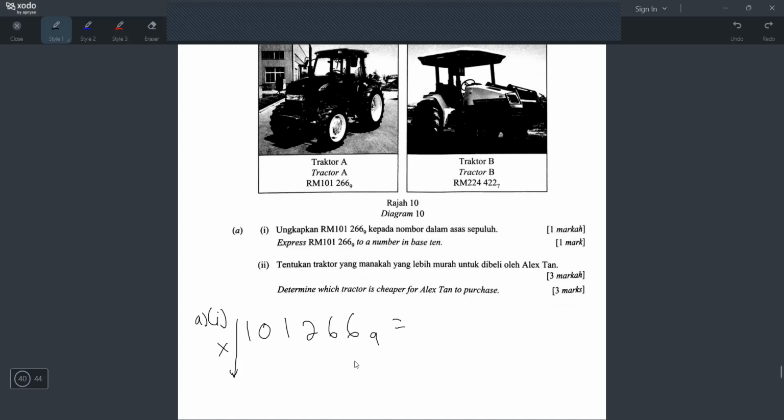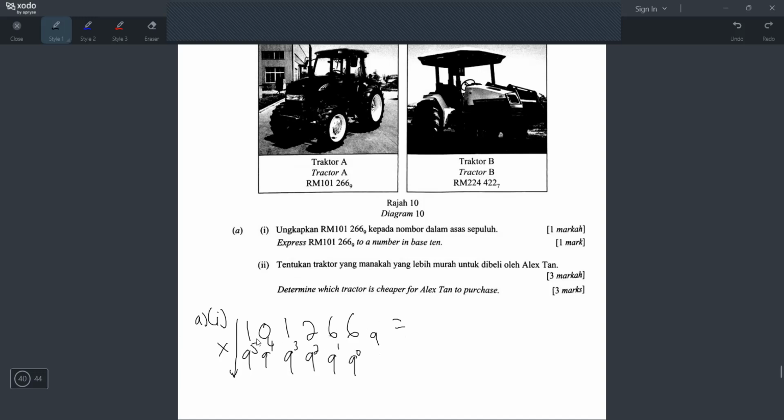If it's base 9, the place value will be 9 power 0, 9 power 1, 9 power 2, 9 power 3, 9 power 4, 9 power 5. Usually, student common mistake is they forget the power 0. They will straight away start with 9 power 1. Be careful. Always start with 9 power 0, and always the paling belakang one is always power 0, the place value. Okay, so now we will press calculator.